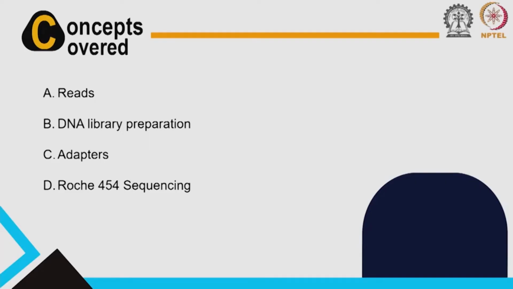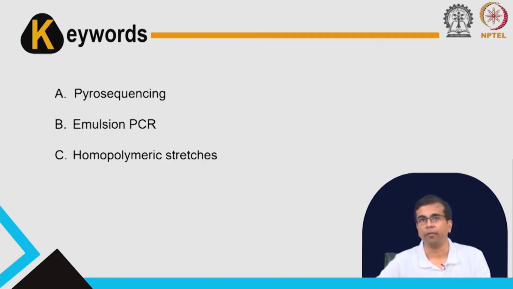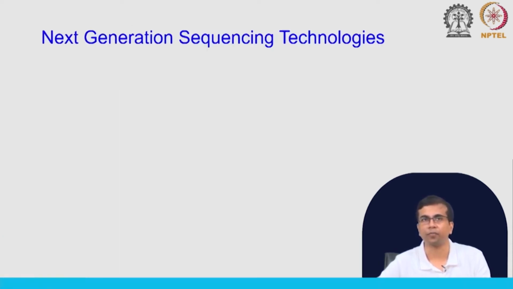In this class we will talk about something called reads, what these reads are. We will talk about DNA library preparation, how you actually prepare a DNA library for next generation sequencing. We will talk about adapters, and then we will talk about the Roche 454 sequencing method. So, these are the keywords that you will come across: biosequencing, emulsion PCR, homopolymeric stretches.